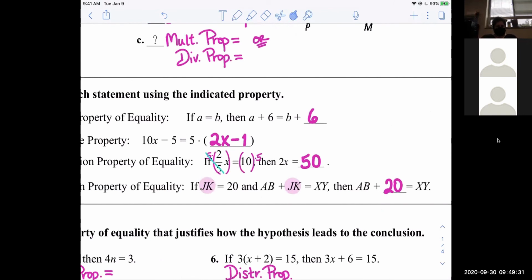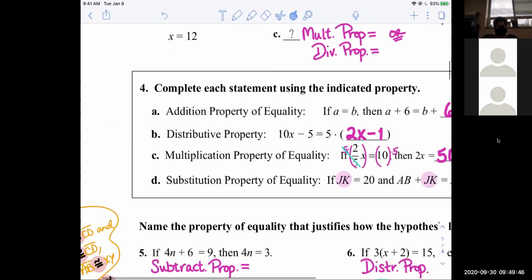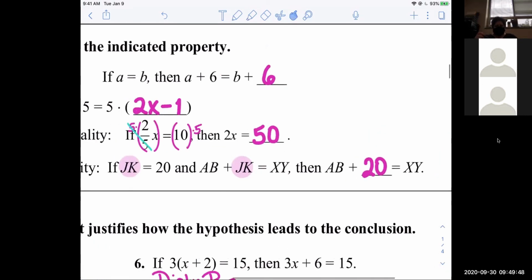If you need to kind of work it out, like I did here, multiply both sides by 5 and think about what's happening, then do that because you don't want to make a silly mistake in your head and then write the wrong thing there, even though you know that it should be 50. So this last one says substitution property of equality. Could this one be considered transitive or not? So it is substitution. Is it also transitive? Sam? It is not because why?